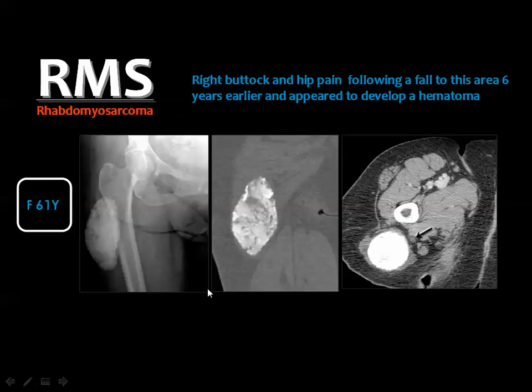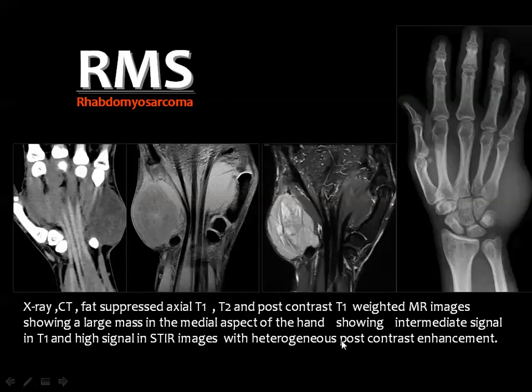Another lesion in the lateral aspect of the thigh showing dense calcification at the site of the tumor, also seen in the CT image, and here you can see the tumor. This was a rhabdomyosarcoma in a patient who developed right buttock and hip pain following a fall to this area 6 years earlier, and it appeared to develop a hematoma. It was suspected to be a hematoma.